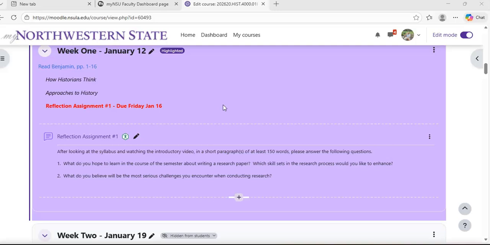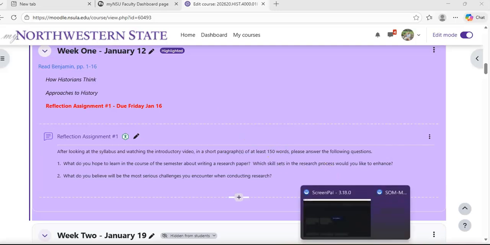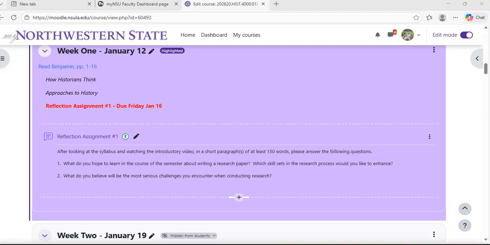The other resource you have is your textbook, which I didn't link anything to here because you would have gotten an email, since it is an ebook. And we'll go to the syllabus right now.